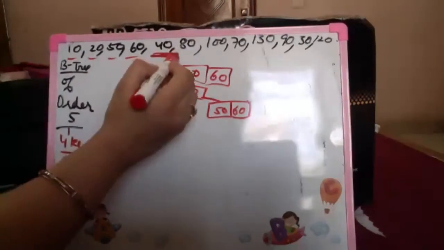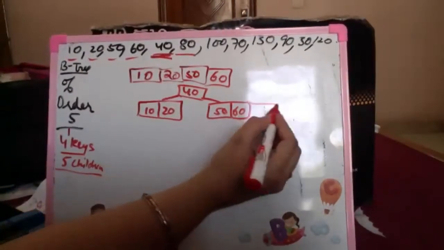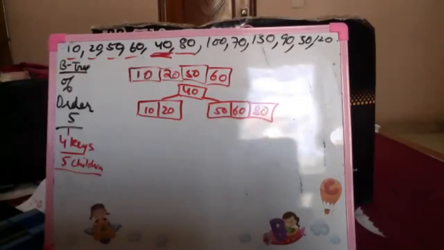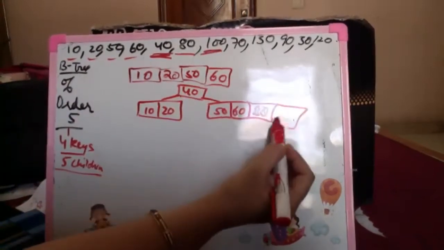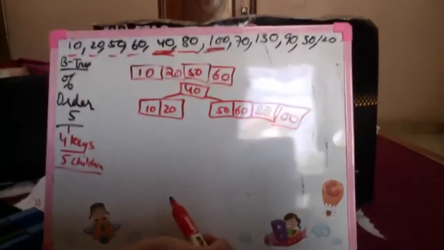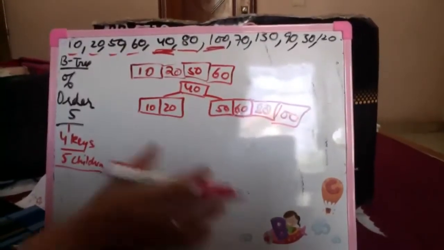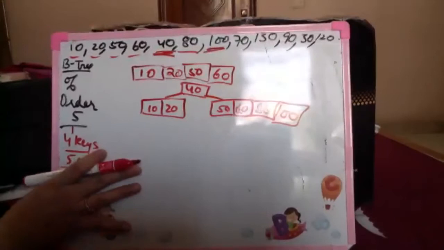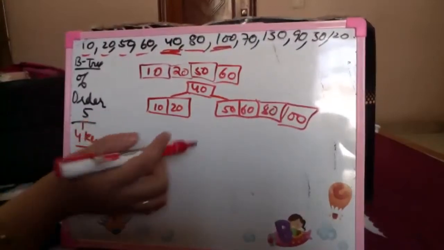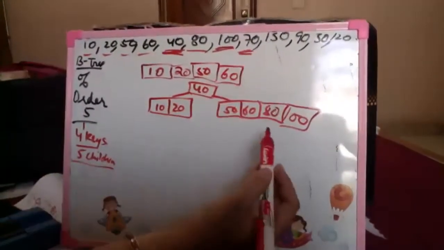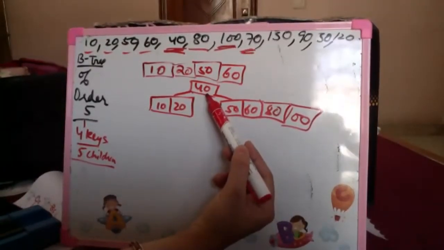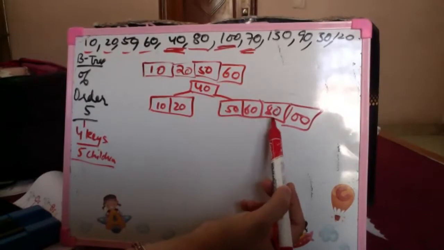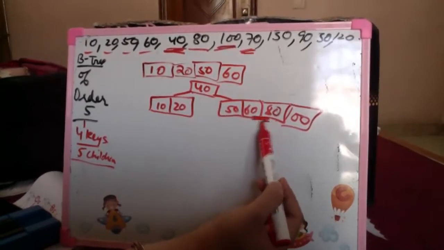Then I have to insert an 80. 80 can be inserted here directly, it still has the capacity. 100 can again be inserted here. Now after inserting 100, I need to insert 70. It is greater than 40. Check the node first: greater than 60, less than 80. It has to be inserted in between these two.